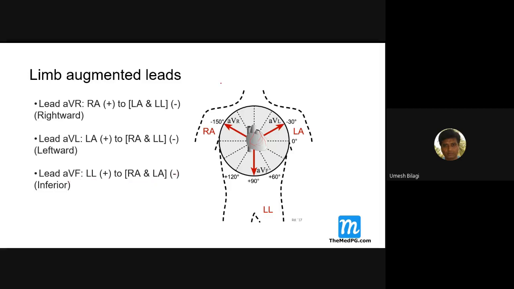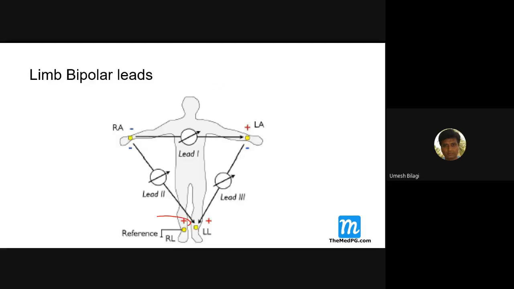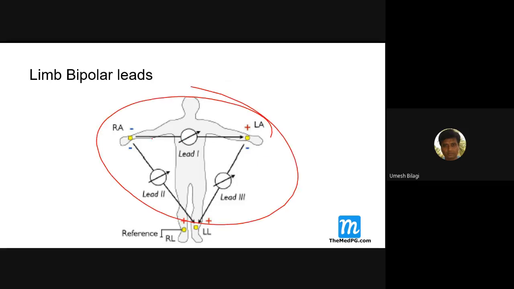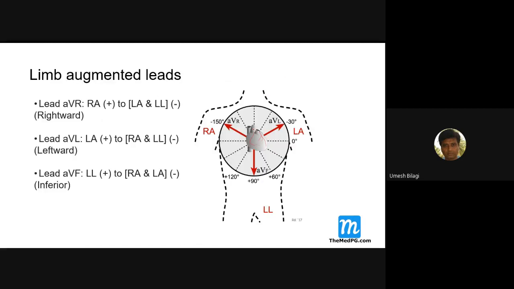The right lower limb is a reference point. It is not tied to any of the leads. You can see, neither in 1, 2, 3 nor in the augmented leads do we use it. It is just a reference point.